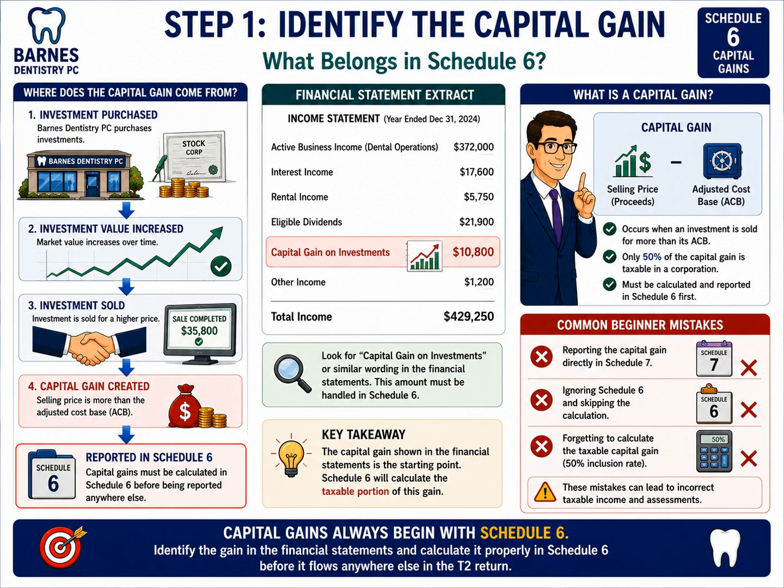The key takeaway from this slide is simple. Whenever an investment is sold and a gain is realized, the process begins with Schedule 6. For Barnes Dentistry, the financial statements show a capital gain of $10,800. That amount is the starting point. Schedule 6 will then determine how much of that gain becomes taxable before the information flows into the rest of the T2 return. In the next step, we'll prepare Schedule 6 and calculate the corporation's taxable capital gain.